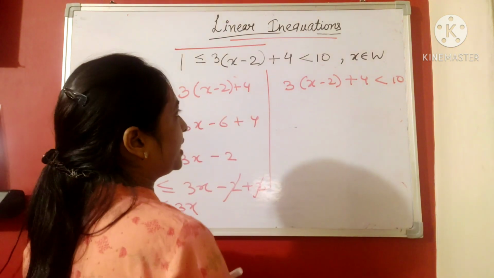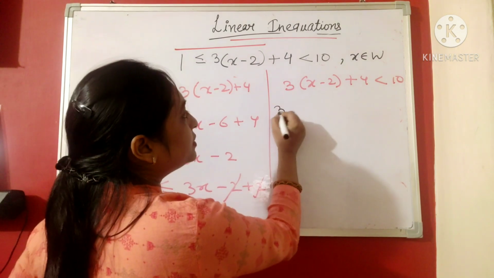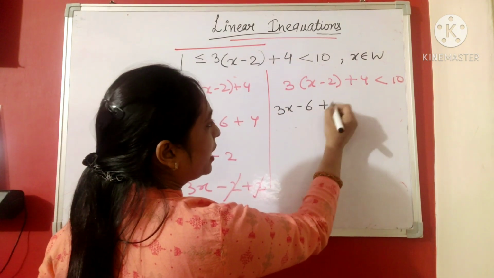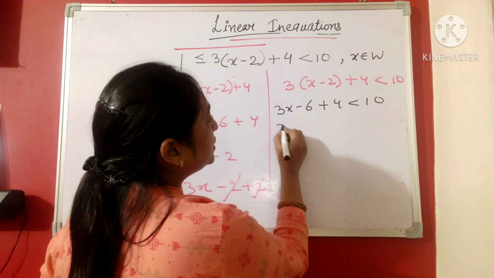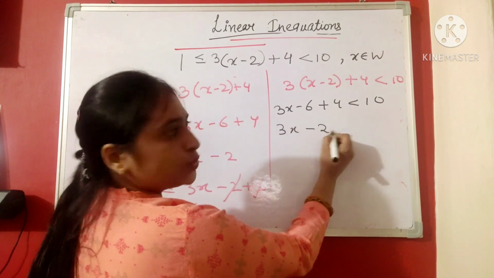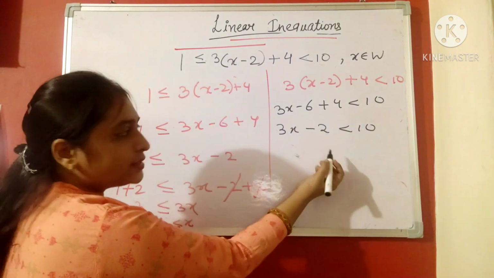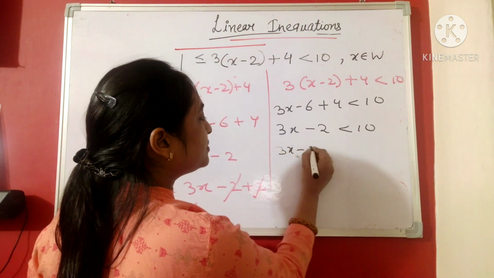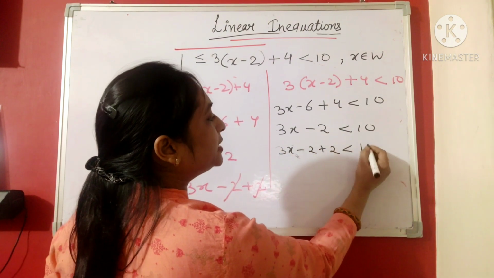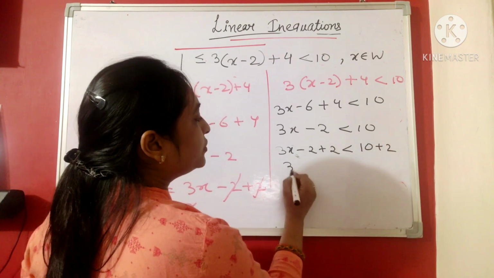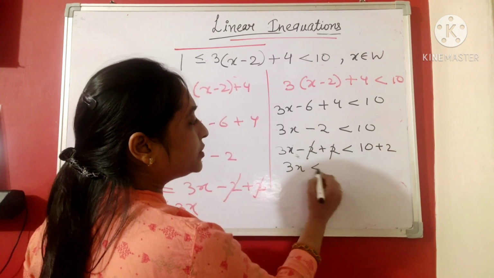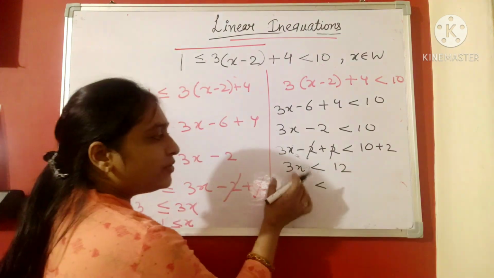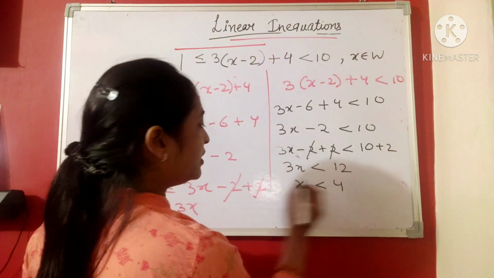Now we come to this side. This side again we will solve like a normal inequality, which will give 3x minus 2 less than 10. In this step, minus 2 is there. We don't want it. So add 2 to both sides. 3x minus 2 plus 2, 10 plus 2, right? 3x, this and this got cancelled. Here it will be 12. Now we have to divide it by 3. So it will be 4.